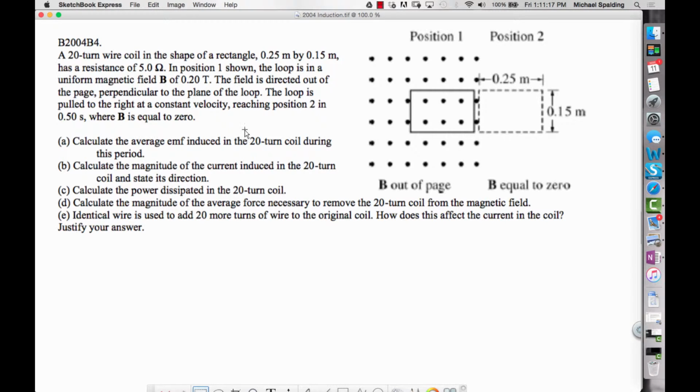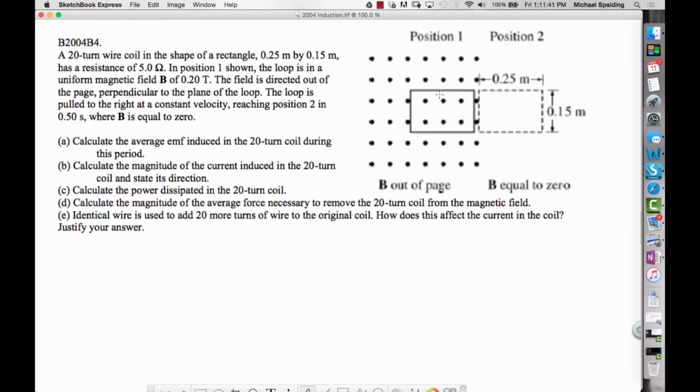All right, so here we have an induction problem. We have a 20-turn wire coil in the shape of a rectangle. This is important, 20 turns. They give us the dimensions of this rectangle of wire, and we have the resistance. So we have two positions in the diagram.